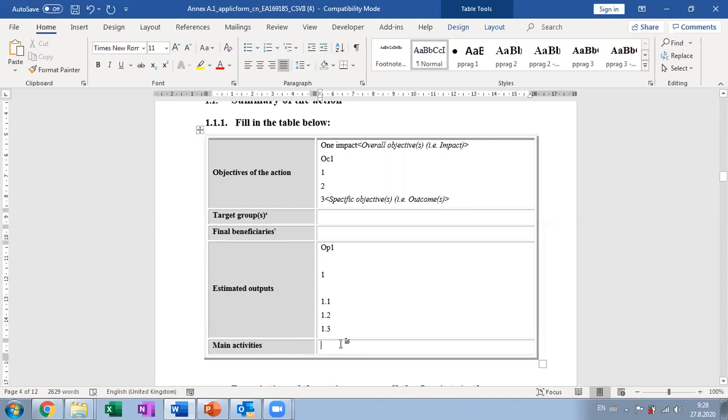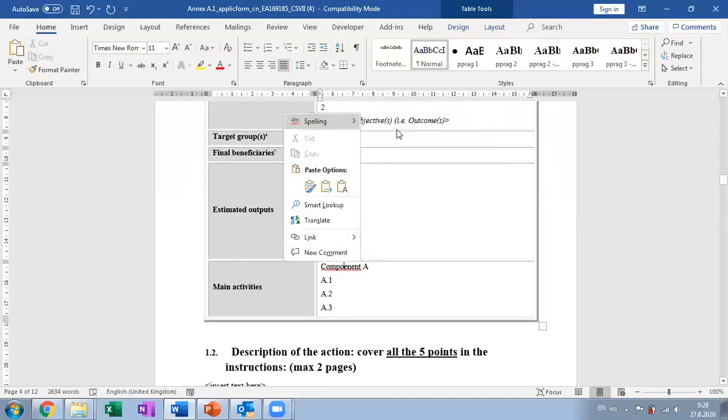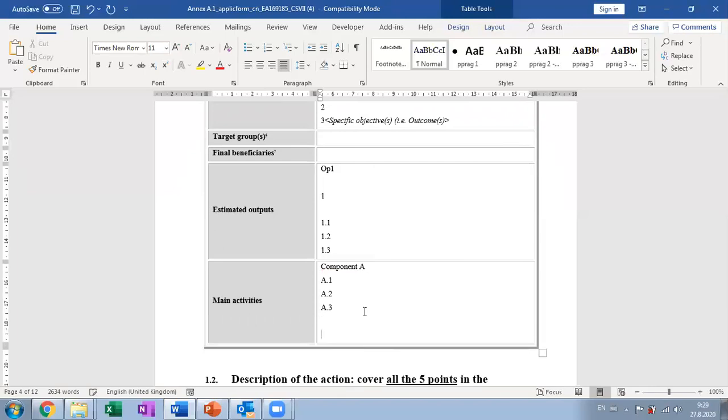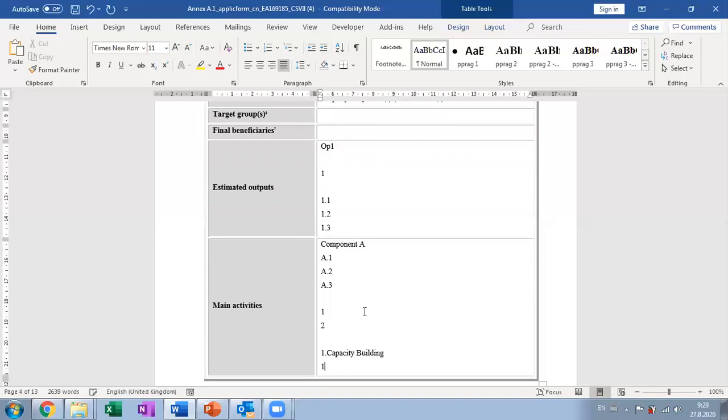And then also activities. Some people number activities using this kind of numbering option. Sometimes they tend to present activities through components. So maybe there is a component A and then 3 activities within this component A. So that would be one option. Another simple option is just to use numbers again, or perhaps if there are certain sub-activities, let's just give an example, maybe activity capacity building, and then you will have an activity 1.1, which says training. So that's another option of presenting and numbering.